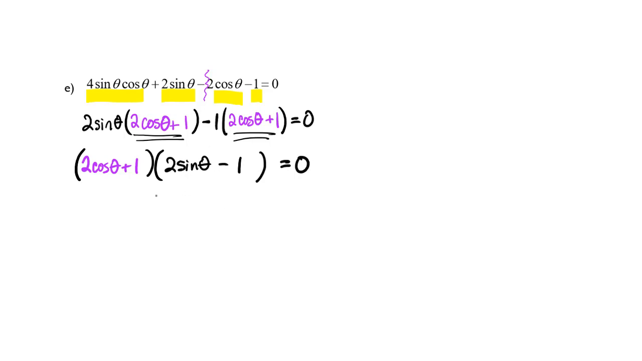Now I'm going to set each factor equal to 0, and then I will solve each one respectively. The 2 cosine theta plus 1 equals 0, I just need to isolate the cosine or the trig portion of my equation, which will give me cosine of theta is equal to negative 1/2, which means theta is equal to cosine inverse of negative 1/2.